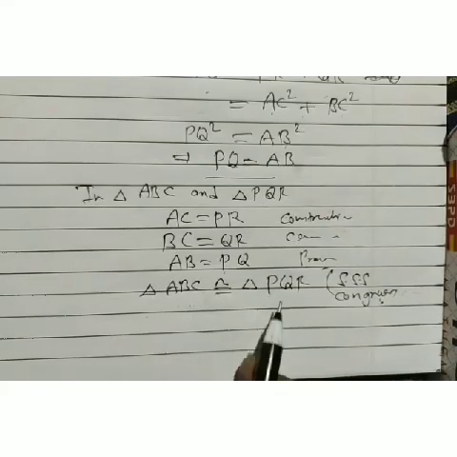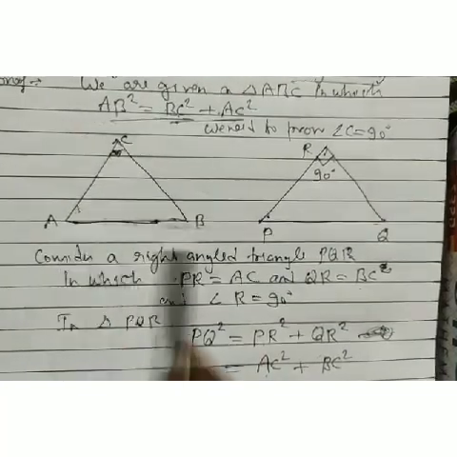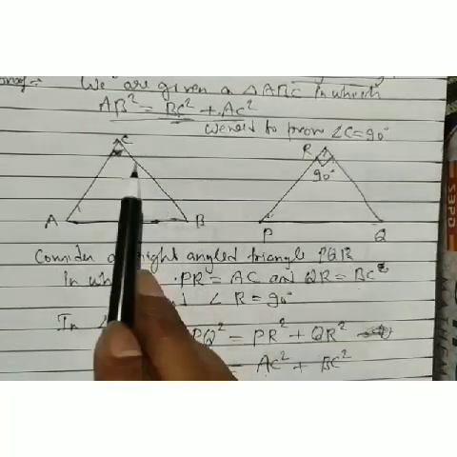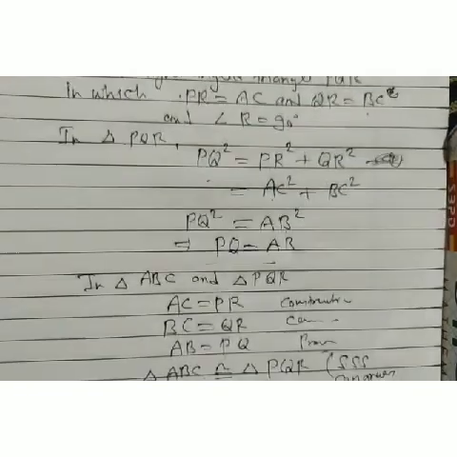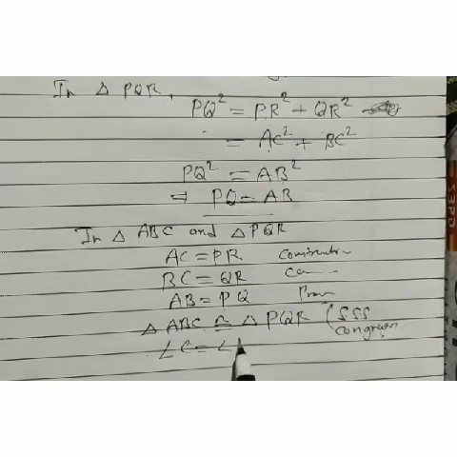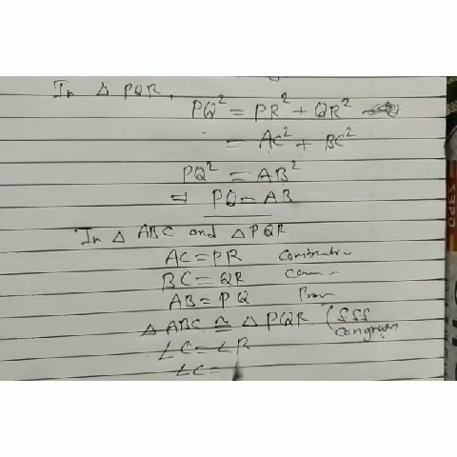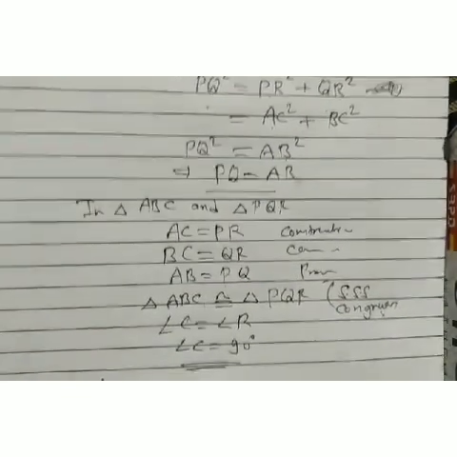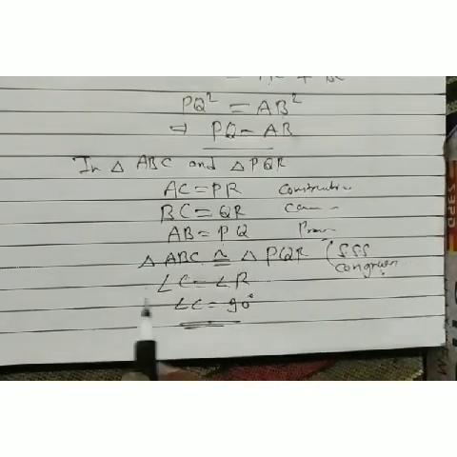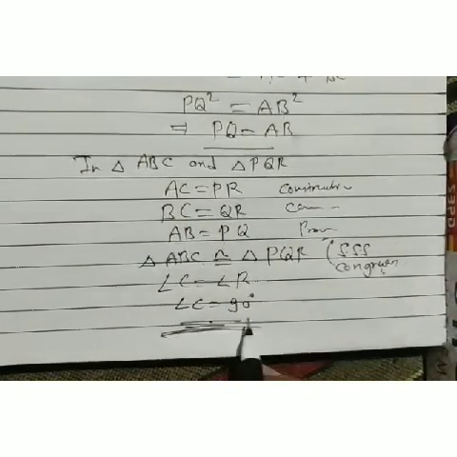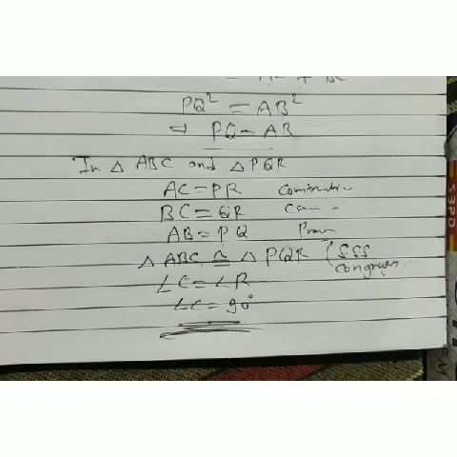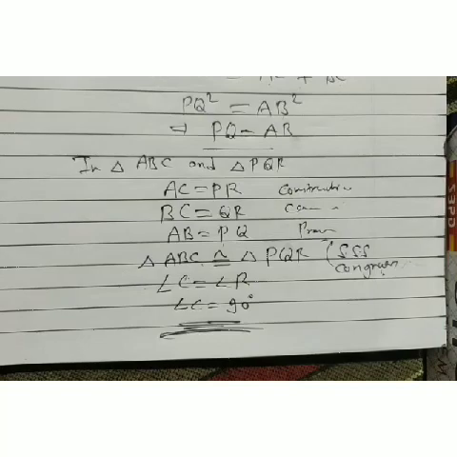Since the given triangles are congruent, angle A equals angle P, angle B equals angle Q, and angle C equals angle R. But angle R is equal to 90 degrees, then our angle C is equal to 90 degrees. This is our required proof. Hence, it's proved that when in a triangle AB square plus BC square equals AC square, then the opposite angle is a right angle.